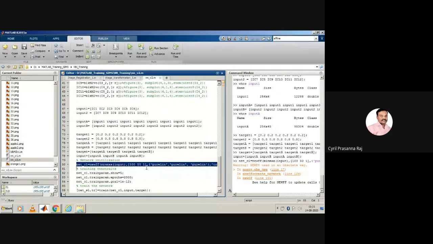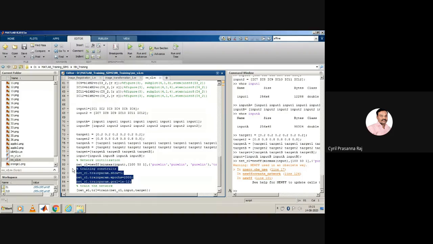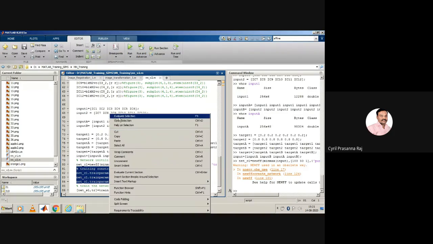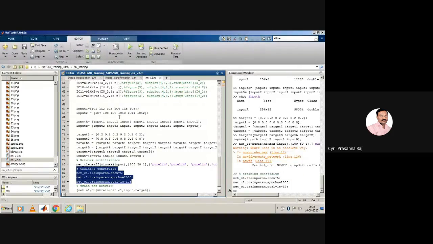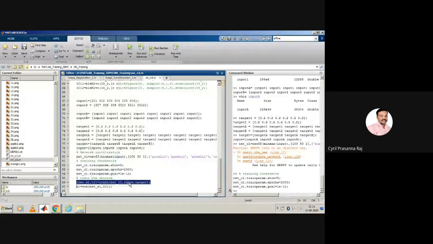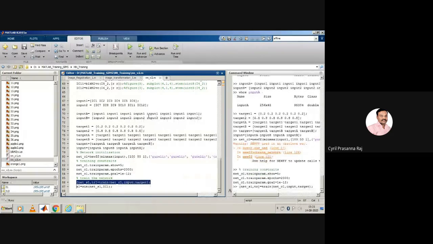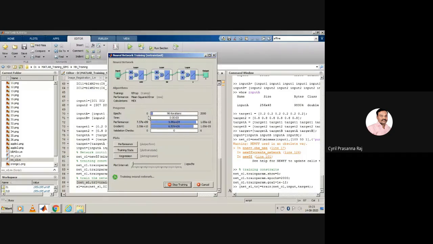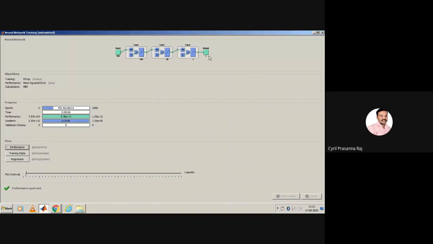Once the network is set, then we'll start the training process. Before setting the training process, we'll set certain parameters like the constraint as 2000 epochs, and the mean square error as 1e-12. Then we train the network. Once you start training the network, you find that the network is getting trained, and using this, let us understand what the network is all about.